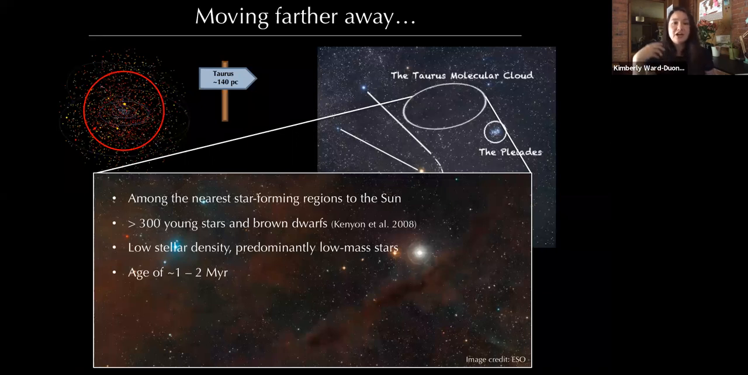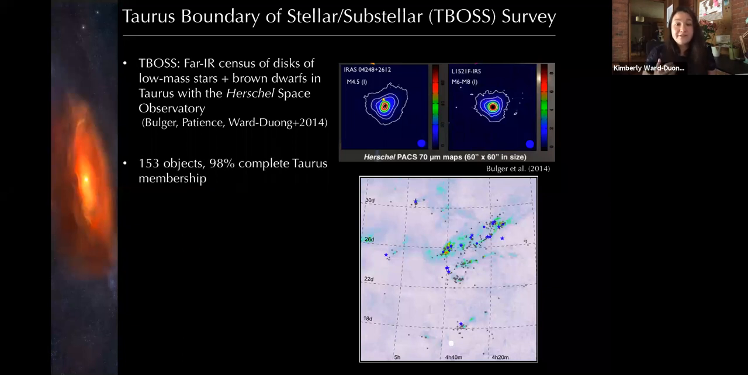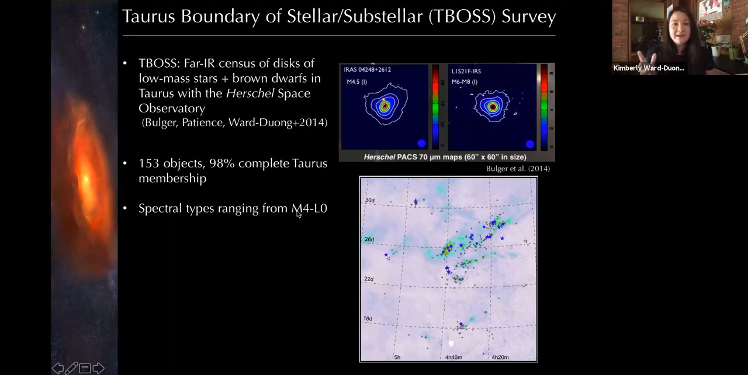So it's a perfect environment to try and understand the properties of low mass stars and brown dwarfs at very early stages when their protoplanetary systems are quite young. I'm going to talk a little bit about an ongoing effort called the Taurus Boundary of Stellar Substellar, or TBOSS, survey. This started with a far infrared census of protoplanetary disks around these objects with the Herschel Space Observatory. You can see some Herschel PACS 70 micron maps showing significant dust excess indicating disks around these systems. This survey was 150 objects that captured over 98% of the lowest mass stars and brown dwarfs in Taurus, and really focused on the lowest mass objects, the TRAPPIST-1 analogs, objects right at the stellar brown dwarf boundary.